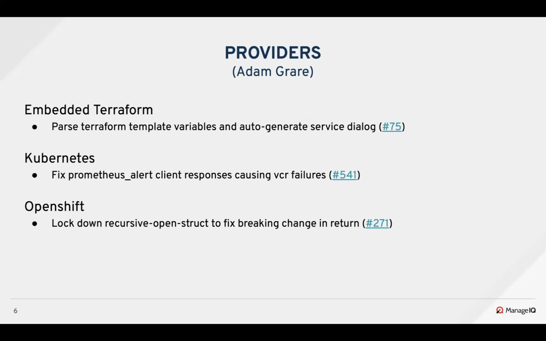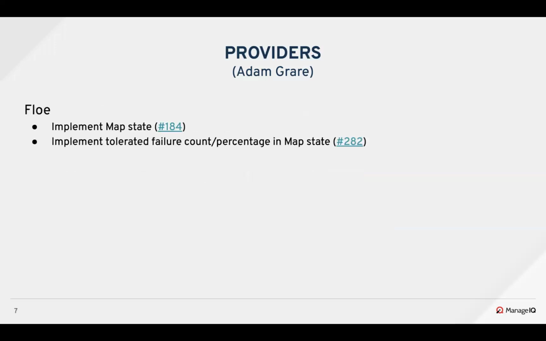OpenShift, we locked down the version of recursive OpenStruct, which had introduced a breaking change in one of their versions. We reported it and they actually fixed it in a newer version. Next slide.